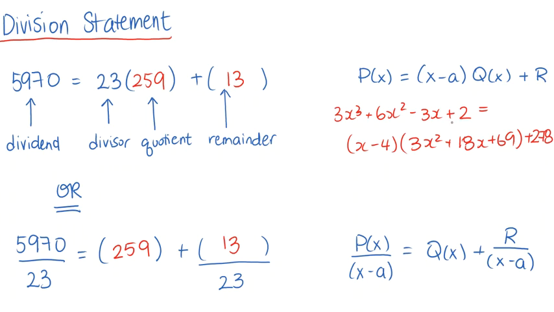Or I could have written it as the polynomial divided by the binomial equals the quotient plus the remainder 278 over our binomial of x minus 4.